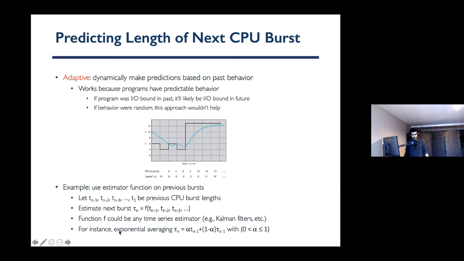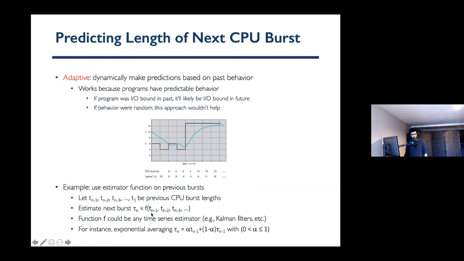Usually this is one of the instances that people use, kind of like an exponential averaging. So you have this alpha as your parameter that you're basically setting. It's a number between 0 and 1. So sorry, before we get there, this is the whole idea behind the prediction.